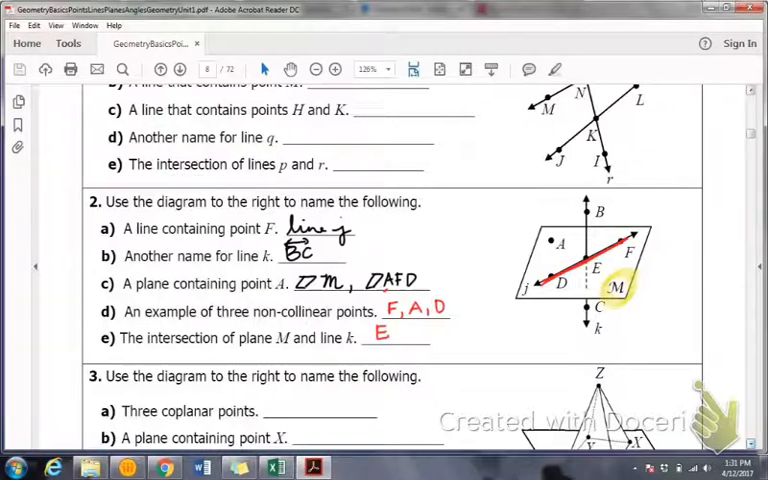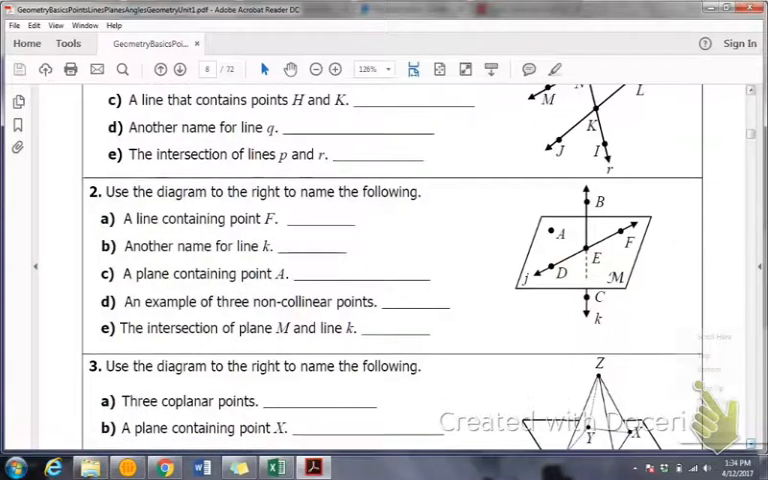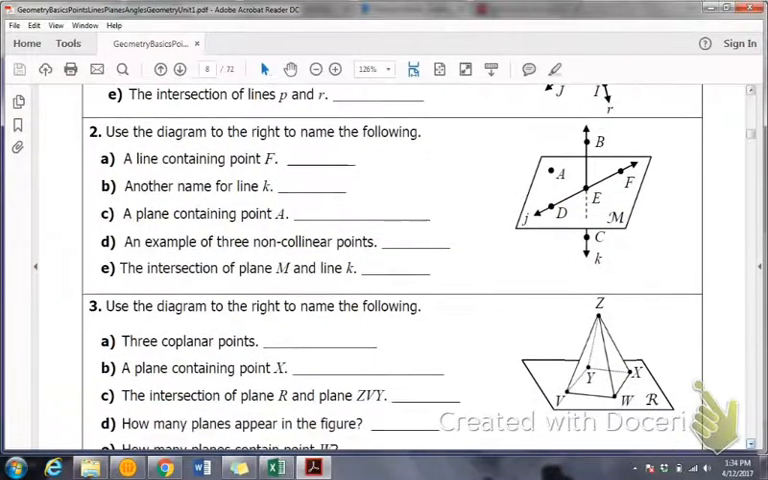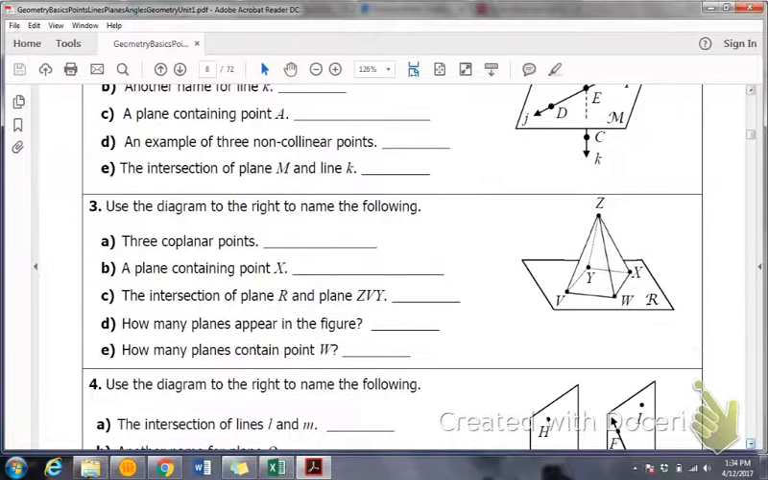Okay, do we need to do any more of these? Are you guys okay? You feeling okay? I do want to do, there's a couple in number 3 that we haven't hit yet. Okay, so let's go to example 3. We'll do example 3 first.